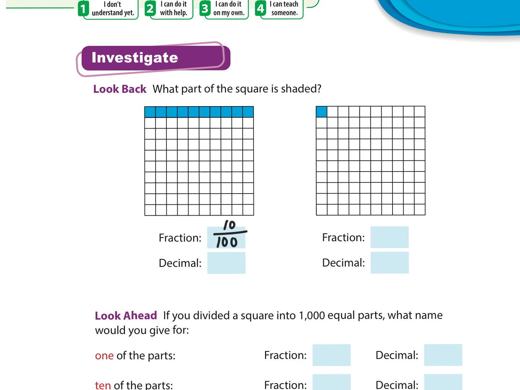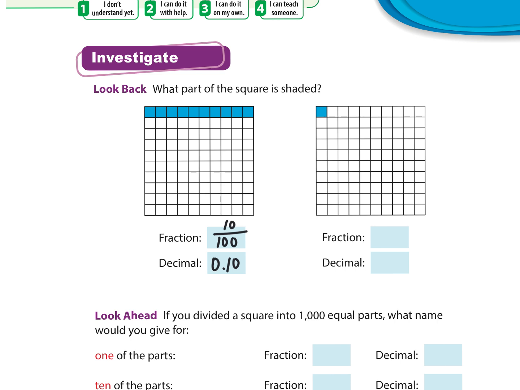What does that decimal look like, Jason? 0.10. We read both of those as 10 hundredths. Everybody say 10 hundredths. 10 hundredths. That's how you read those.